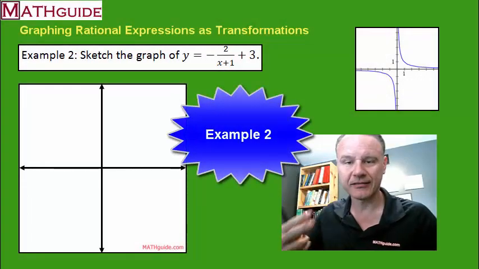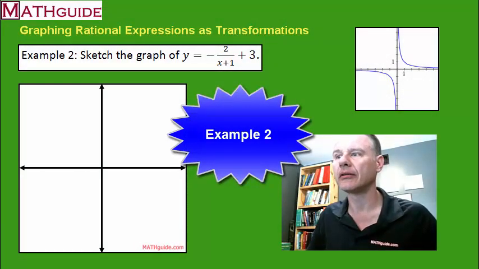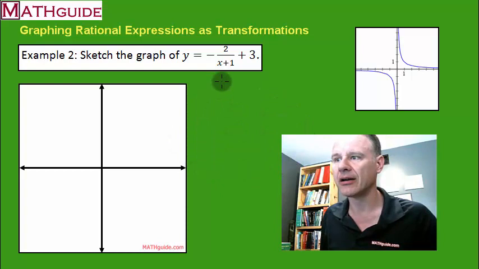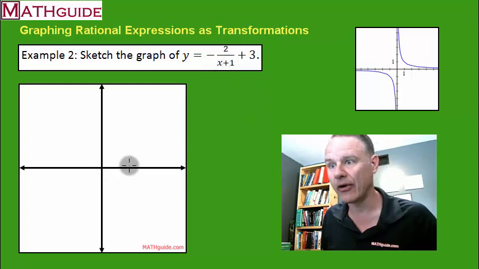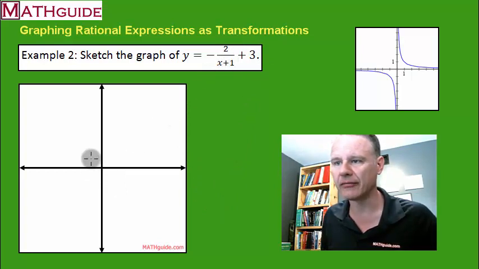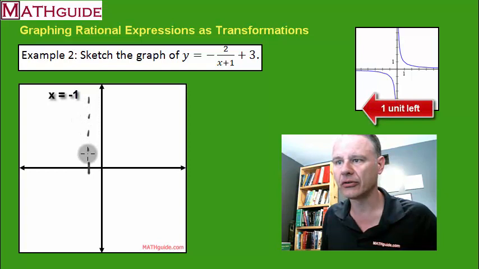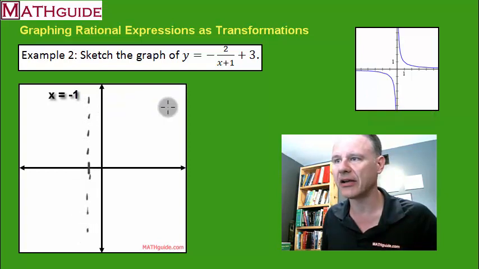Here's our second example. You notice here, first of all, that our denominator is no longer an x, it's an x plus 1. That means we're going to take the vertical asymptote and move it 1 unit, and we're going to move in the opposite direction. So instead of going right 1, like you think with a plus 1, nope, we do the opposite. We go left 1. So now I know that the vertical asymptote is right here.